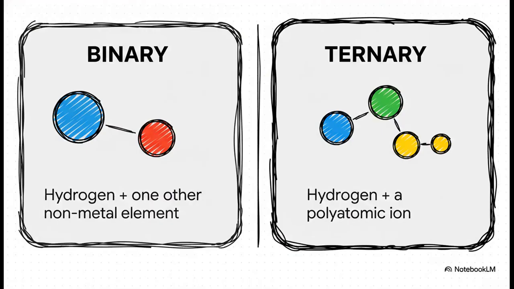Now, acids aren't all the same. They kind of come in two main flavors. First up, you've got your binary acids. Super simple, just hydrogen plus one other nonmetal element. Easy. Then you've got the ternary acids, which people often call oxyacids. These are a little more complex. It's hydrogen bonded to a whole group of atoms called a polyatomic ion. And yeah, that name oxyacid is a dead giveaway. It's always got oxygen in it.